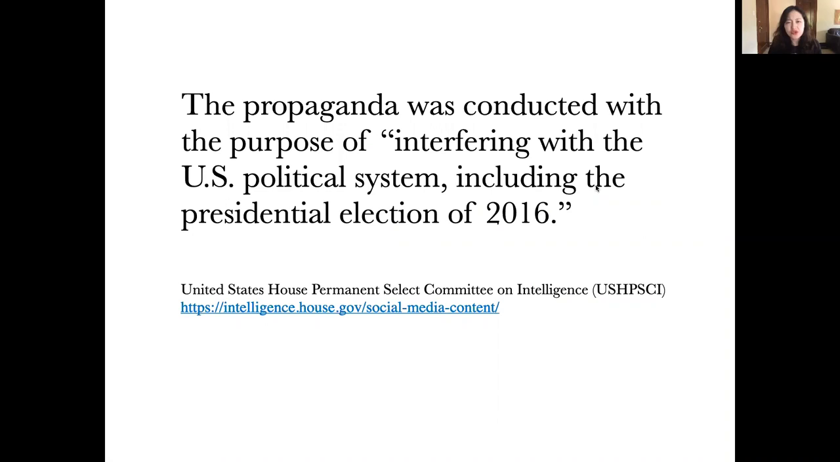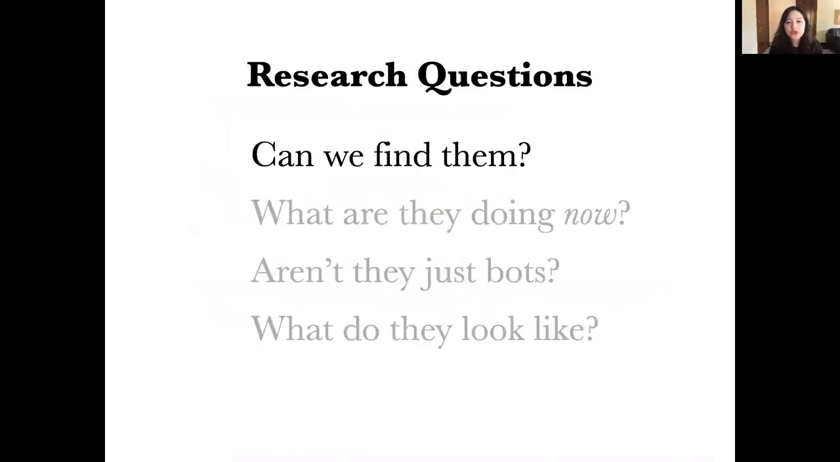Considering the critical role that social media plays within the political system, we thought it's crucial to attempt to find Russian trolls among everyday normal accounts using machine learning. We also take a step further and ask if we can leverage the machine learning classifiers we built to understand what currently active Russian trolls are doing now. And we also ask, are they just software or are they just bots? And if not, what do they look like?